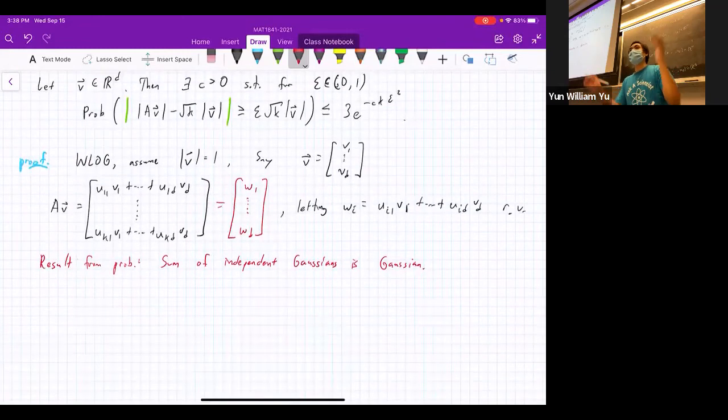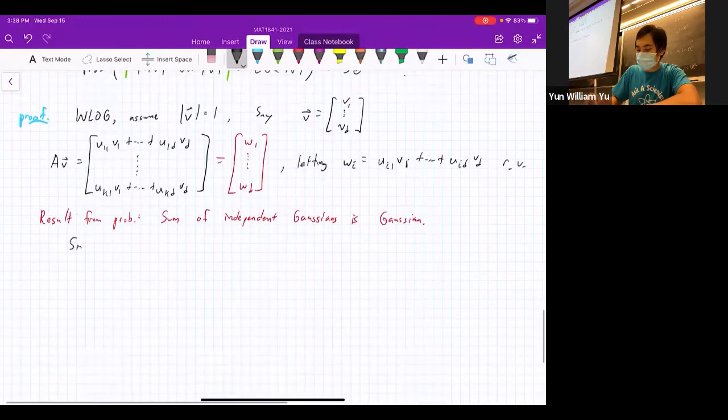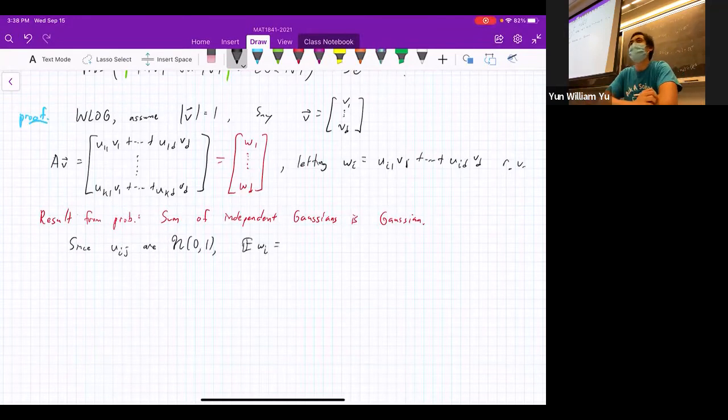Okay, so it's some kind of Gaussian. We don't necessarily know its mean or its variance, so we do need to compute those. So let's compute its mean and variance. Since each of our Uij's are mean 0, variance 1, that means that the expectation of each of our Wi's... So you want to tell me this one? Yeah, linearity of expectation. This is just equal to 0.